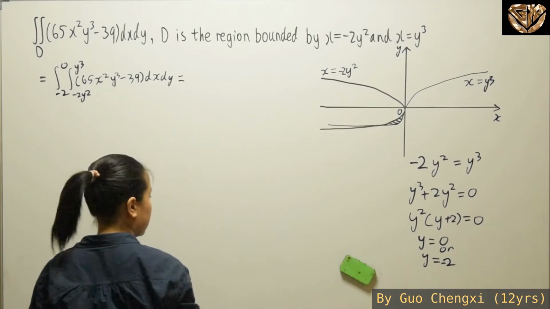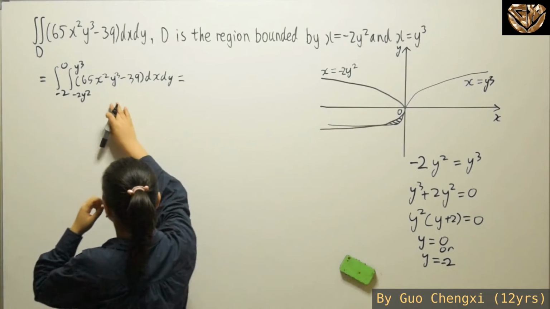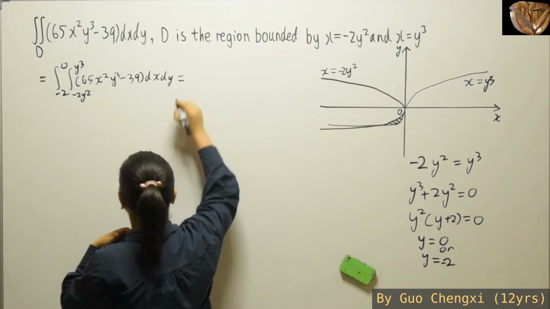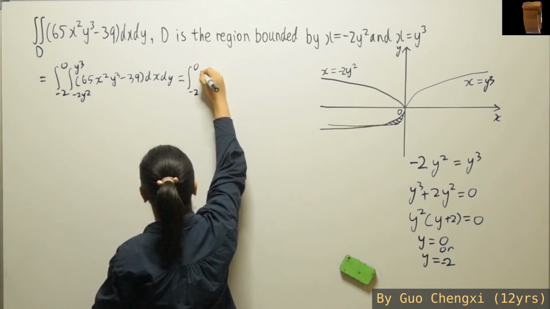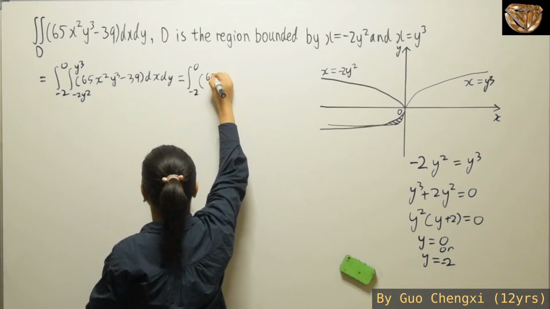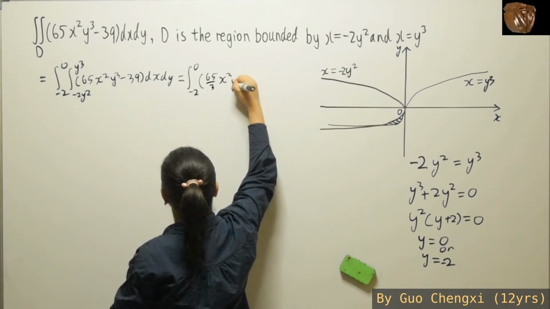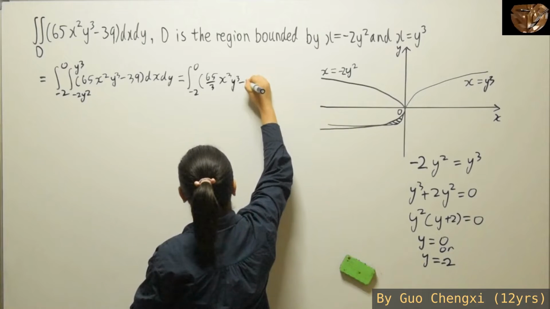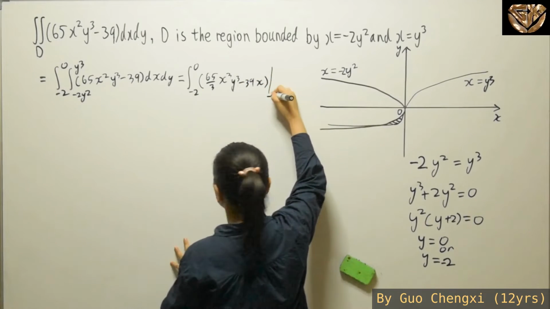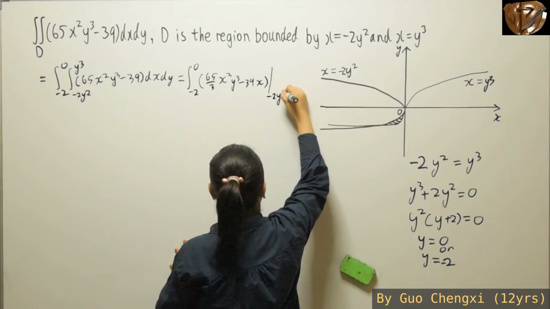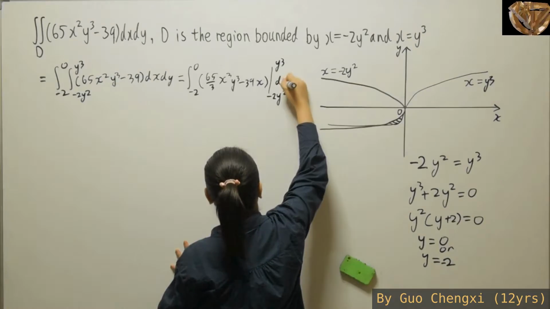Now, as I told you, I'm going to integrate with respect to x first. So straight away integrating, we will get 65 over 3 x cubed y cubed minus 39x, from negative 2y squared to y cubed, dy.